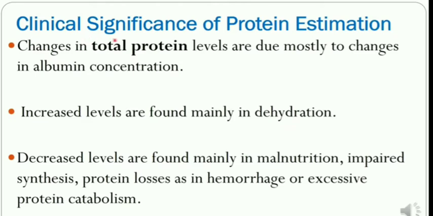The chief clinical significance of protein estimation is the change that the total protein undergoes. It's mainly due to albumin concentration because that is the chief protein, and whenever there is increase in total protein, that is chiefly because of dehydration or overproduction. We'll see this a little more in detail a little later. And the decreased levels are found mainly in malnutrition, impaired synthesis, protein loss as in hemorrhage or excessive protein catabolism.